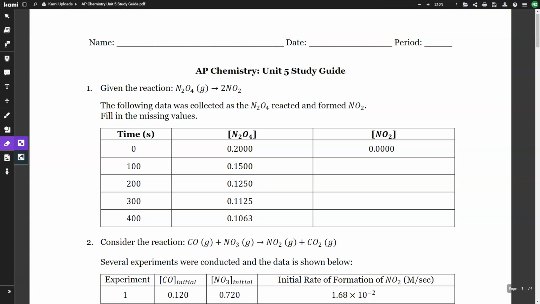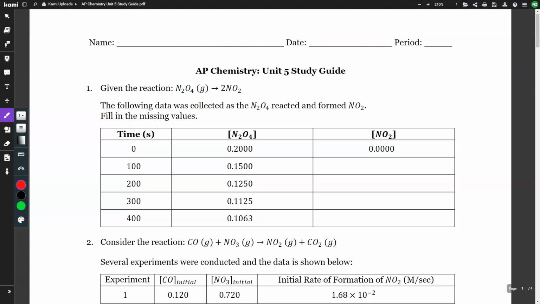All right, so we're going to go through the Unit 5 study guide here. For our first question, it says, given the reaction, the following data was collected as the N2O4 reacted and formed NO2. Fill in the missing values.